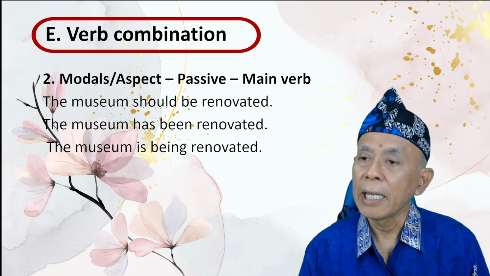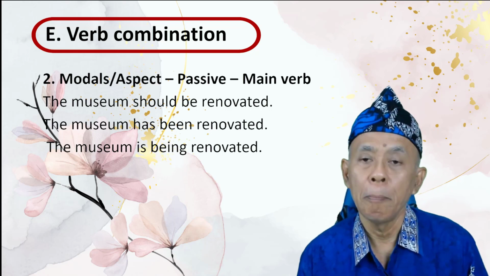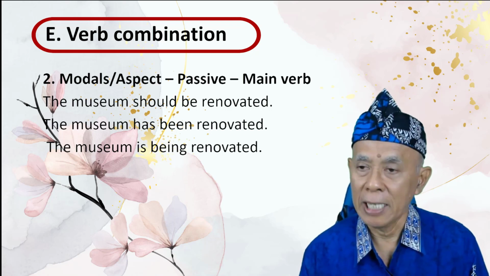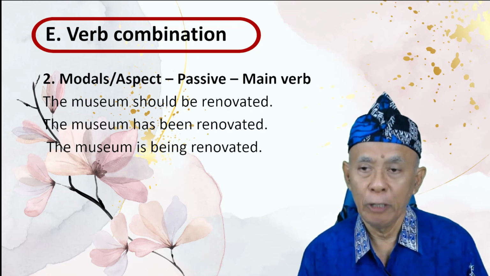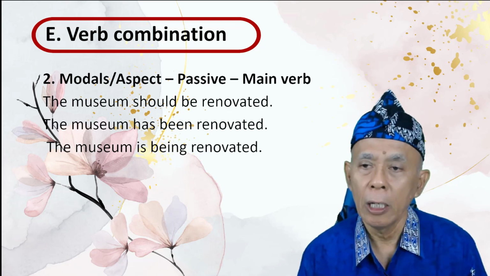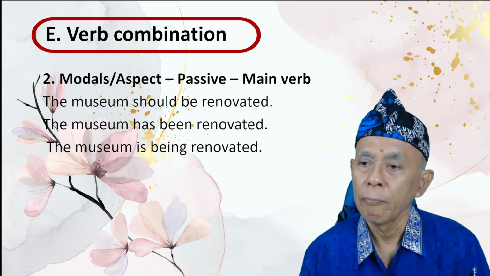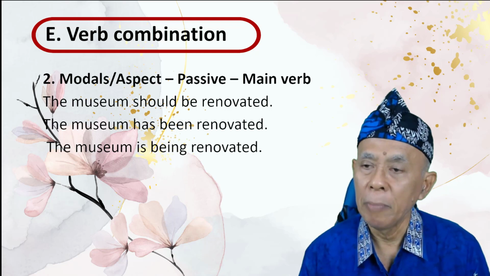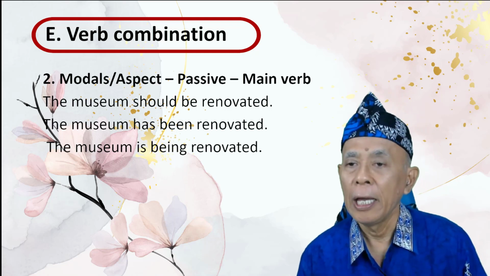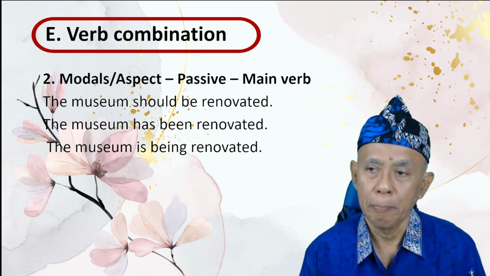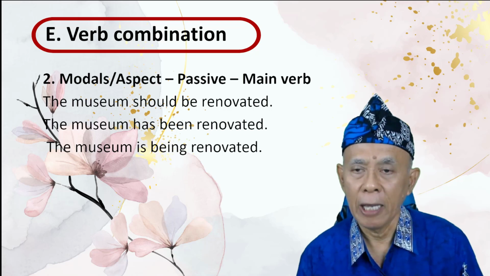The second kind of combination is a modal or aspect, passive, and main verb. We have the sentence: the museum should be renovated. We have the modal should, and we have the passive be, should be. And then the next example, the museum has been renovated. We have the aspect has, and after that we have been renovated. That's a passive. So the second combination is modal or aspect, passive, and main verb.